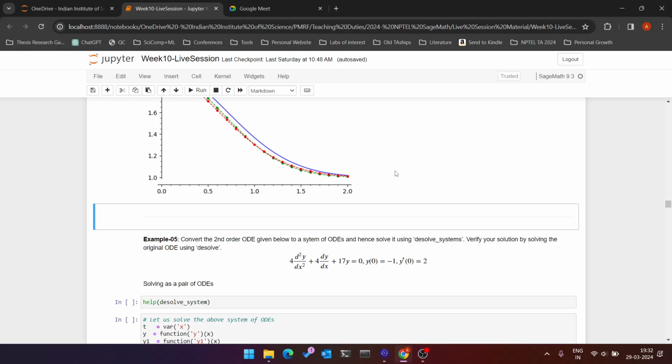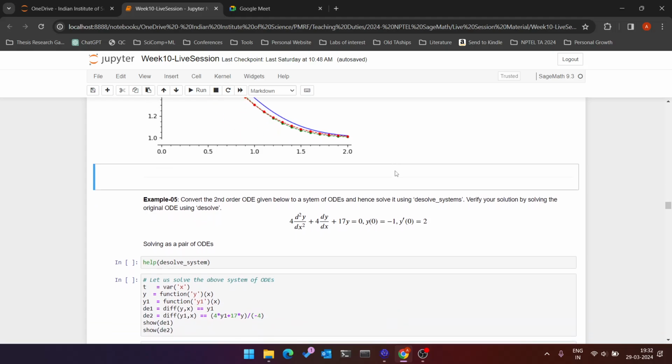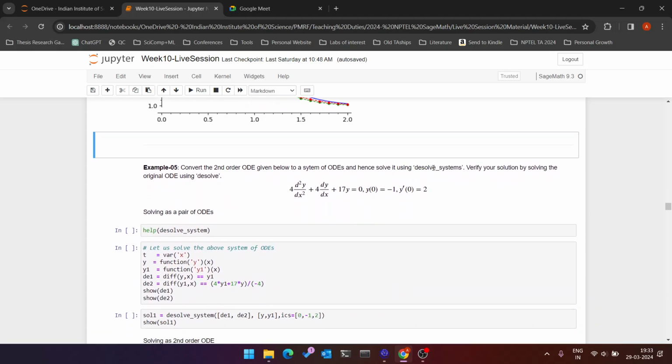Next up we have example number 5, which says convert the second order ODE given below into a system of ODEs and hence solve it using dsolve systems. Verify your solution by solving the original ODE using dsolve. So the ODE that we have is 4y double dash plus 4y dash plus 17y equaling 0, and the initial condition being y of 0 is minus 1 and y dash of 0 equals 2.